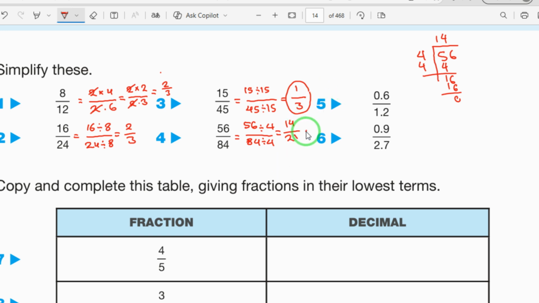Also we can go ahead to simplify. Here we simplify 2 times 7 is 14. 3 times 7 is 21. So the answer is 2 over 3. This is the final answer.